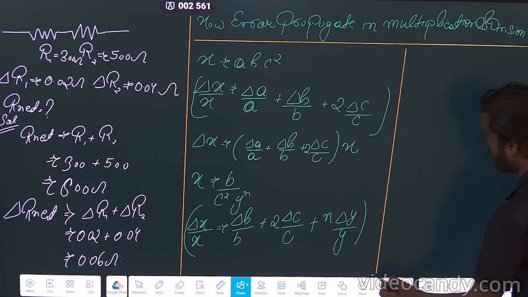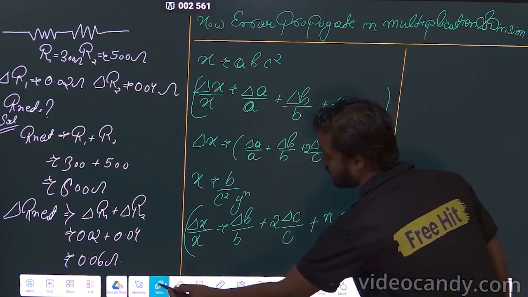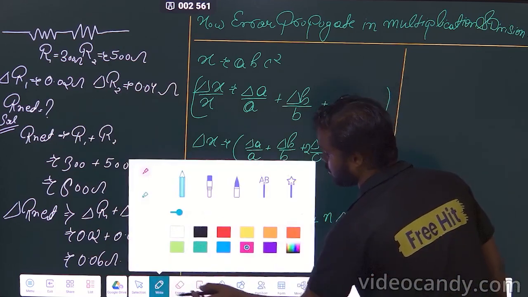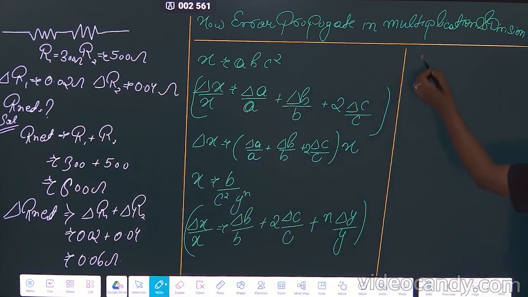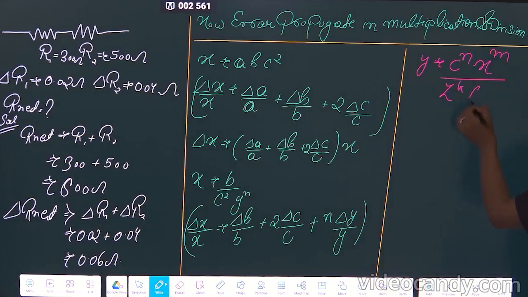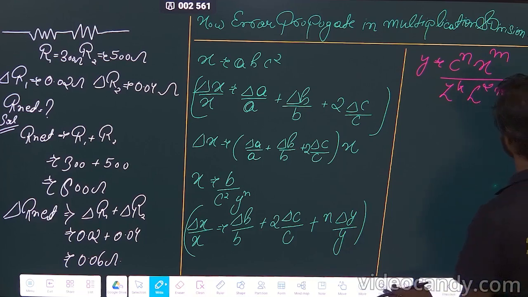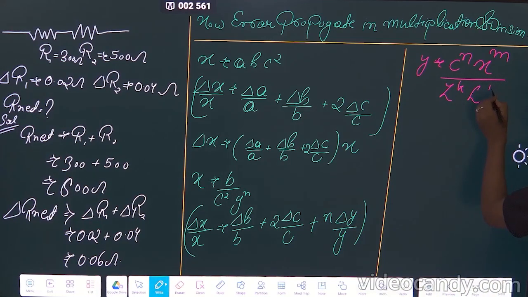Always remember only one thing: error is always added. So suppose I give you some expression like y is equal to c to the power n, x to the power m, z to the power k, l to the power alpha and m to the power beta. Sorry, not m, power some z. Then how will you write? Simply you will write like this. Just what you have to remember, always added.